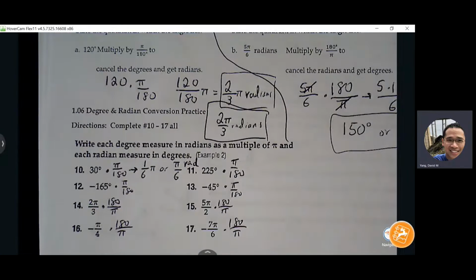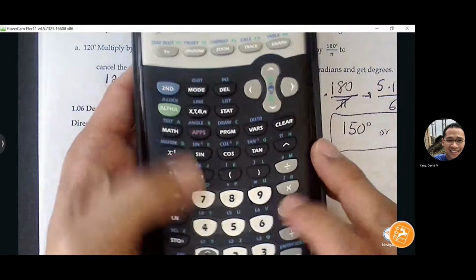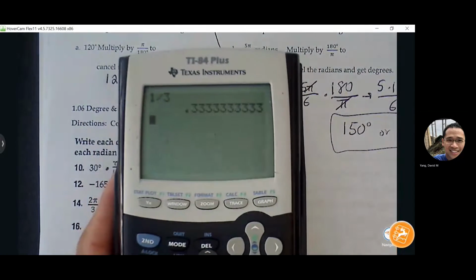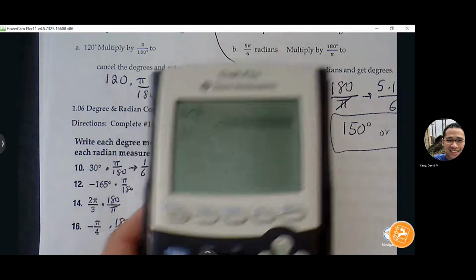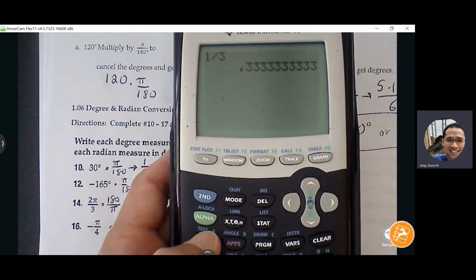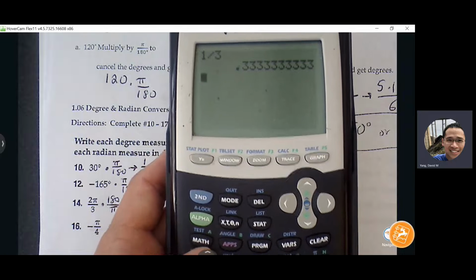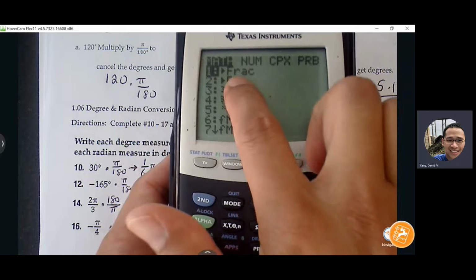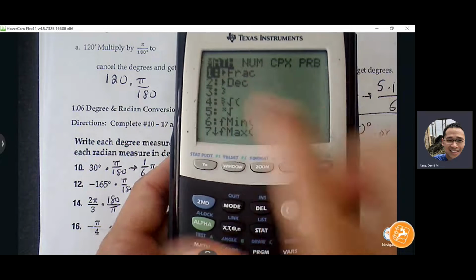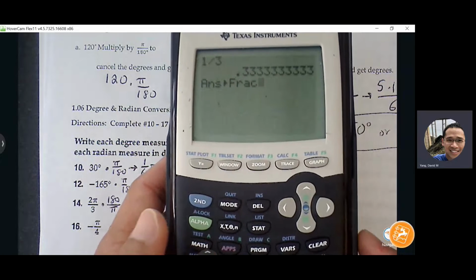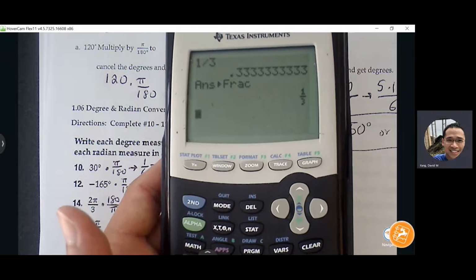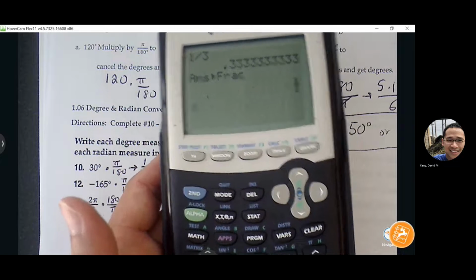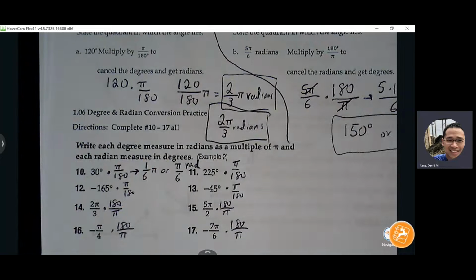On the graphing calculator, there is a conversion. The conversion is under math. So math is that first column right below alpha. Then here I want to convert to a fraction, so hit 1. That should convert to a fraction. Good. Any other questions?